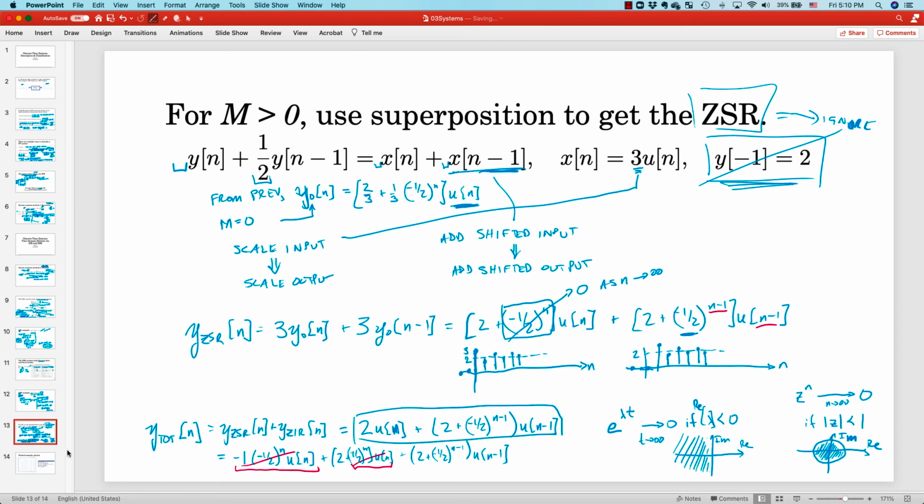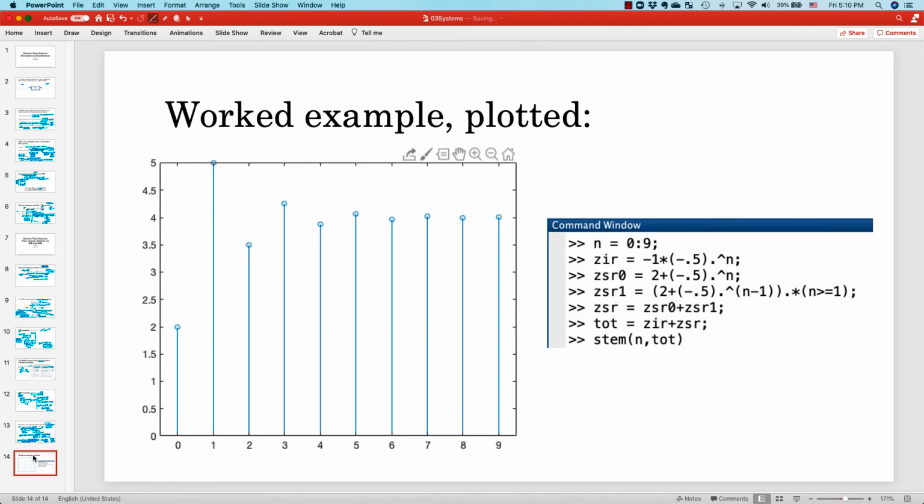Last but not least, it's always nice to introduce a little bit of MATLAB into here. So in truth, what we just solved holds for all n, but if you're going to plot it, we're going to need to pick a finite range of n's. I just picked from 0 to 9. And then I defined our 0 input response as, like we said, -1 times -1/2 to the n. And recall that because we're taking a scalar and raising it to an array power, what we actually want is an element-wise exponentiation.